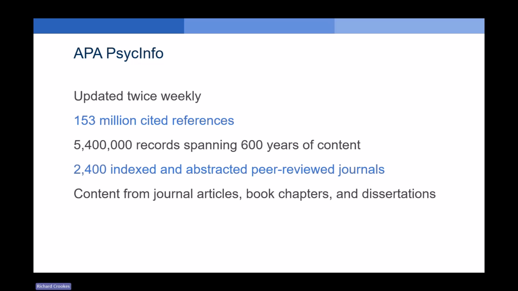Just to highlight some facts here, it's updated twice weekly, so a very current database. You have 150 million cited references, over 5 million records that span 600 years of content, so it goes back pretty far. You've got 2,400 indexed and abstracted peer-reviewed journals, so you have peer-reviewed literature. APA PsycInfo in itself is an abstract and index-only database, but I'll qualify that as we go through this session. You have content, of course, from journal articles, but also from book chapters and dissertations.